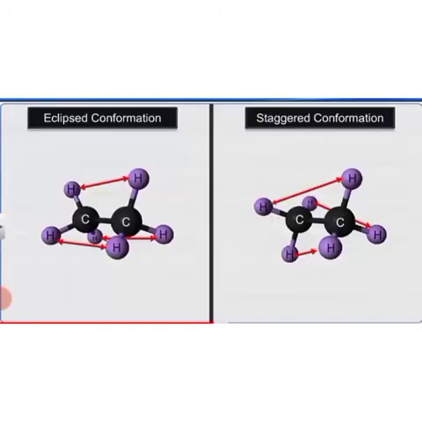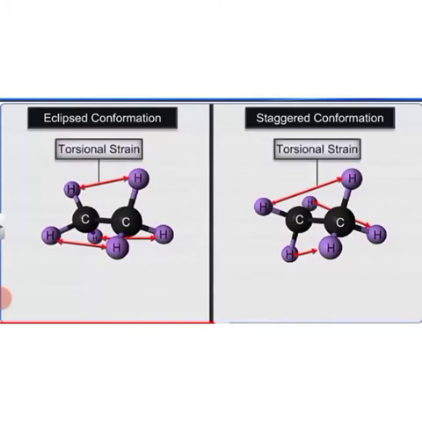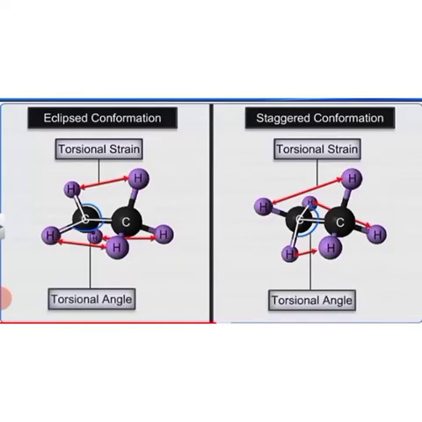The repulsive interaction between the electron clouds in a molecule, which affects the stability of a conformation, is called torsional strain. Its magnitude depends upon the angle of rotation about the carbon-to-carbon bond. This angle is known as the torsional or dihedral angle.